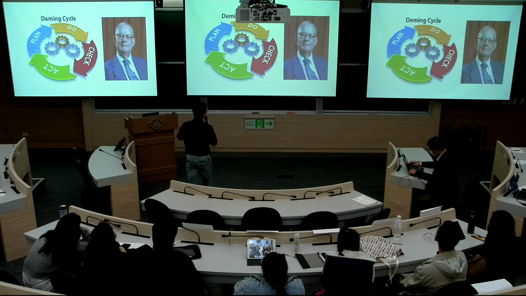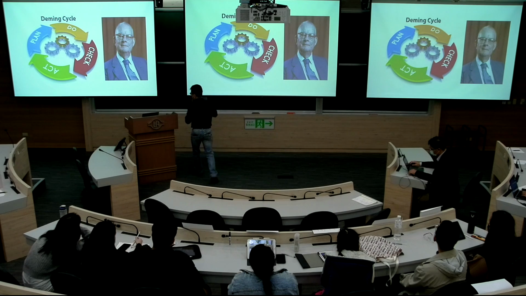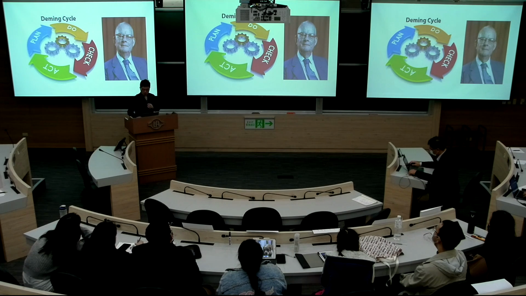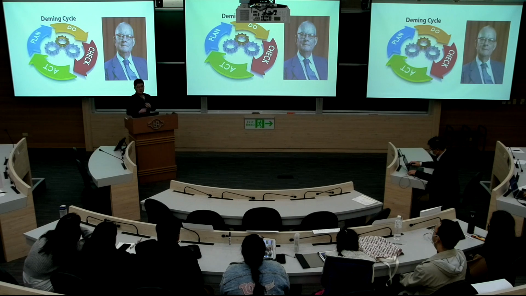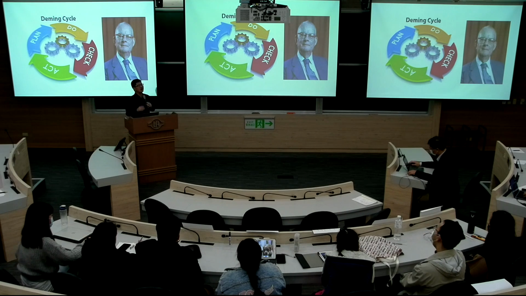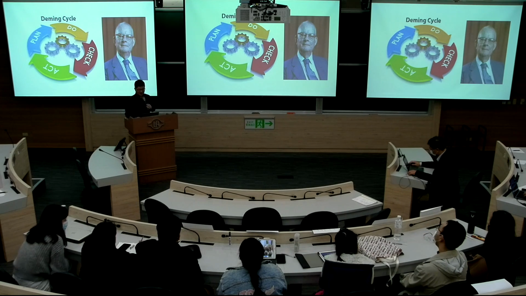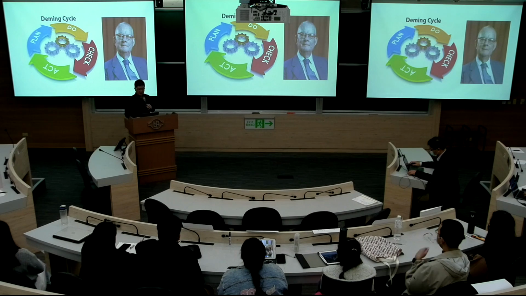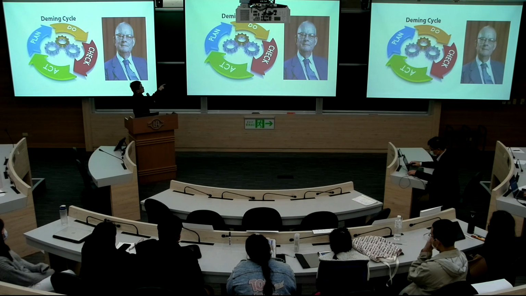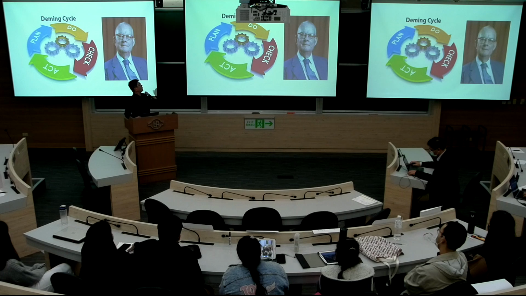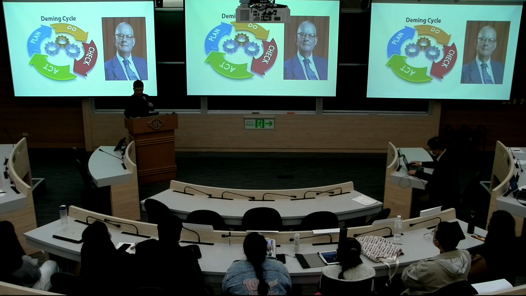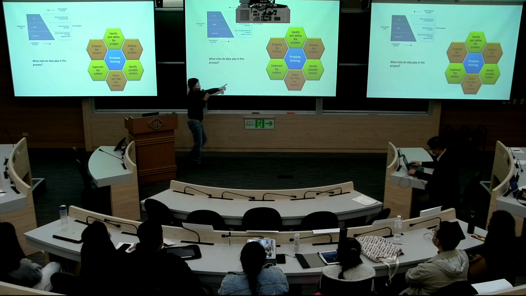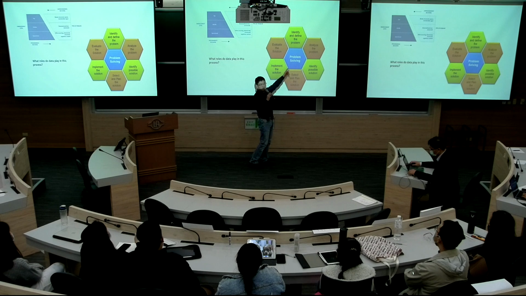And he proposed a cycle called the Deming cycle. Without explaining too much, you should go to the industrial engineering department here, to ask some of the professors or some of the courses you're taking. So if you look at this: plan, do, check, act. Act and plan. It's actually a simplified version of this.